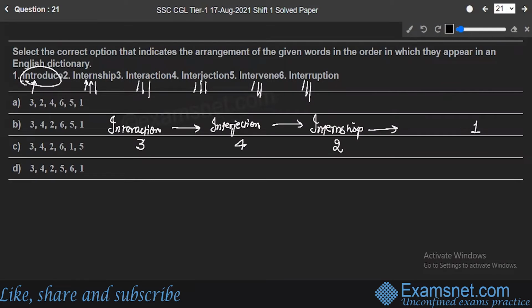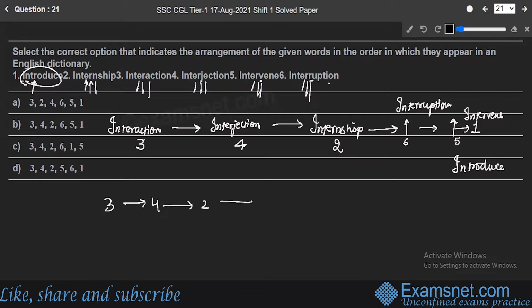Then after this internship, the last word was, the sixth one was R, and the fifth one was V. Obviously, R comes before V, so this is position 6, the word interruption. Then you have the fifth one, which is intervene. And the last one is position 1, the word introduce. So the correct sequence is 3, then 4, then 2, then 6, then 5, and then 1. So which is the correct option? Option B.